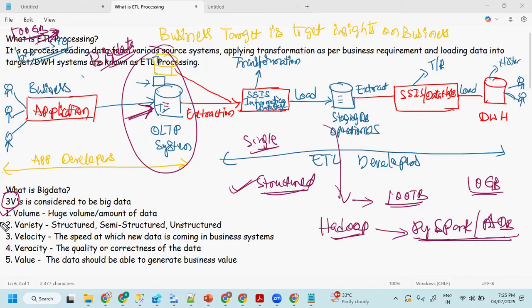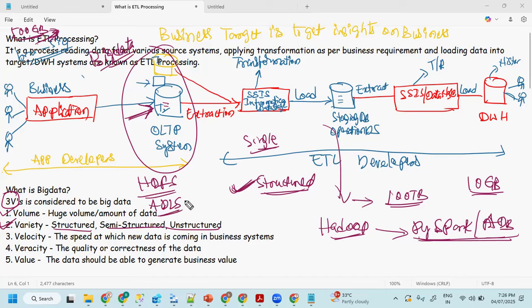Another one is variety. I told you only structured data was there in the traditional systems. When Informatica or SSIS was introduced in the market, there was only structured data. If you have a variety of data in your business, structured, semi-structured, and unstructured data, then these systems are not going to help you store the data. Because of this reason, the data lake came into the picture, the Hadoop Distributed File System, HDFS, and ADLS.